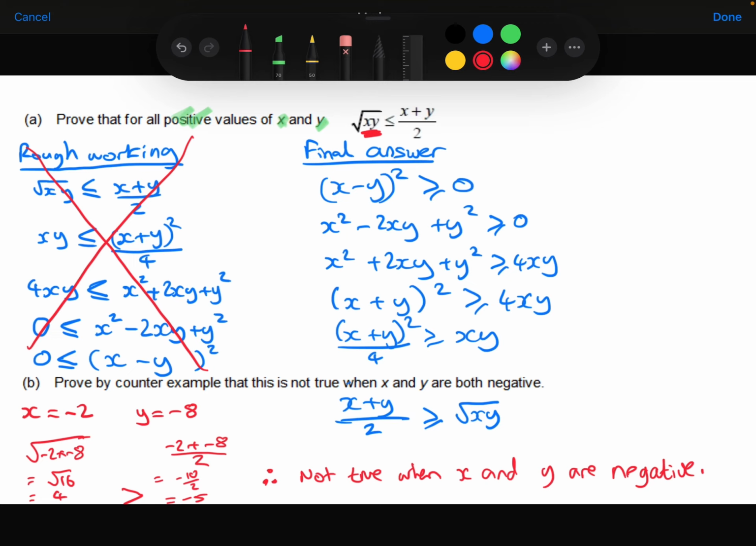Because if x and y are negative, then (x plus y) over 2 would be negative. And when I square rooted both sides, that would be me dividing both sides by a negative, and so I would have had to have flipped the sign in that case.